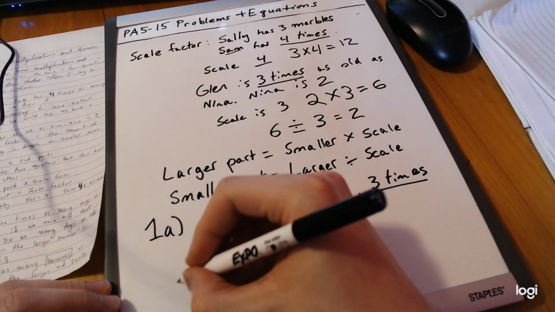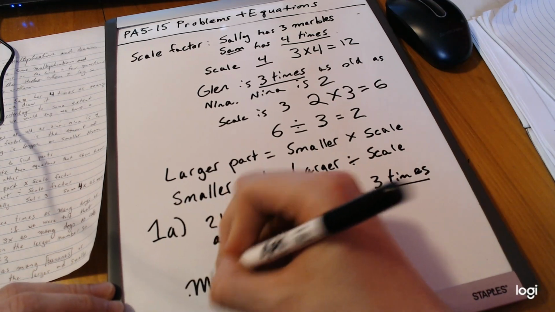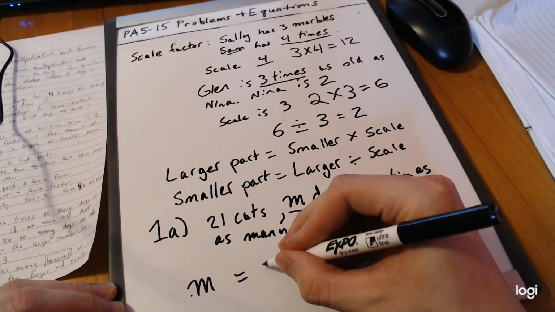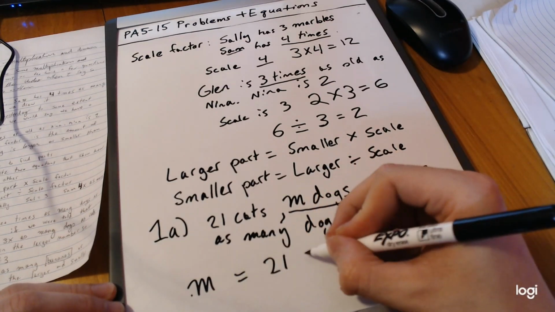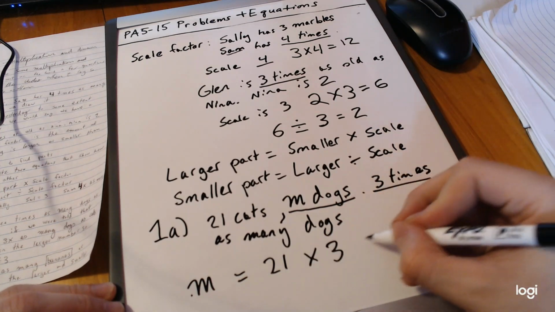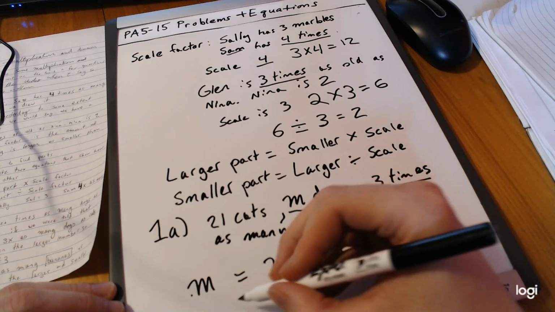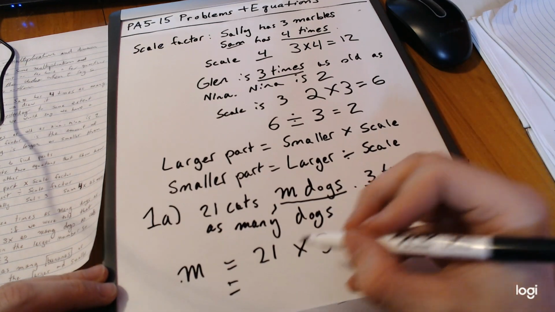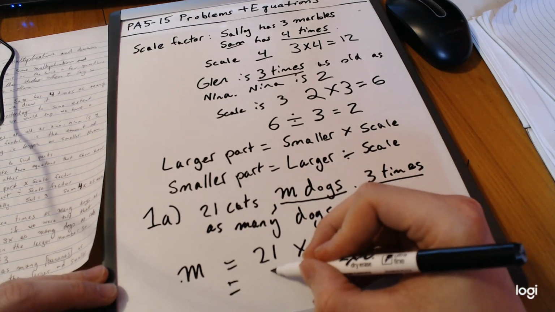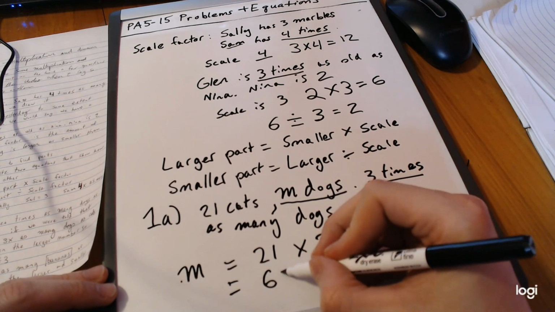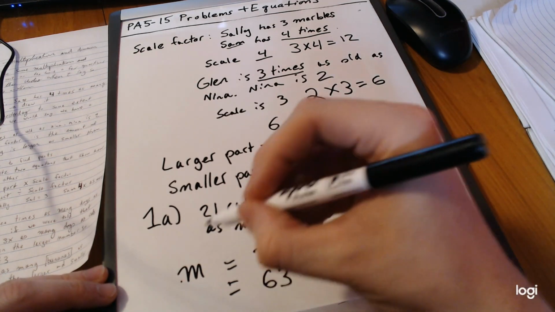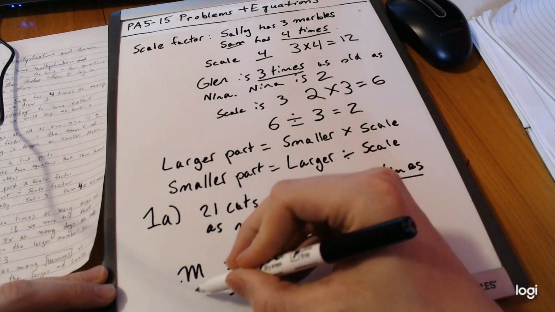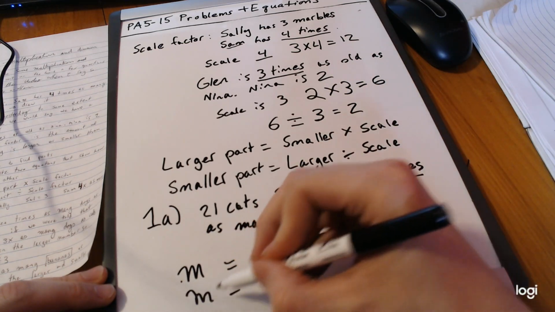So that means what we are looking for, M, the dogs. And what we're going to do is take the 21 and times it by the scale factor. And this will give us the M. And if we do our math here for a second, we're going to get a good old 63. Perfect. And that is the M. That's what M is equal to.